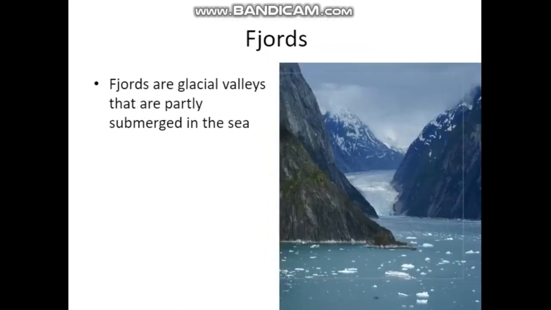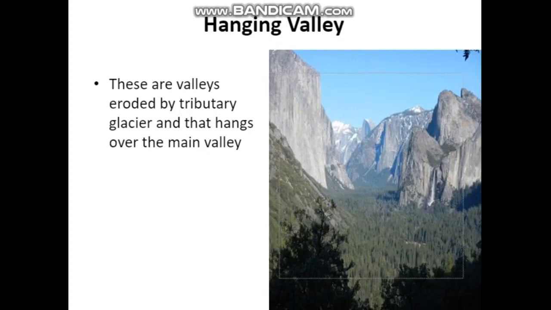Okay, under this hanging valley, fjords. Fjords are glacial valleys that are partly submerged in the sea. So please listen. Hanging valley, we have learned, isn't it? What do you mean by this hanging valley? These are valleys eroded by tributary glacier and that hangs over the main valley.